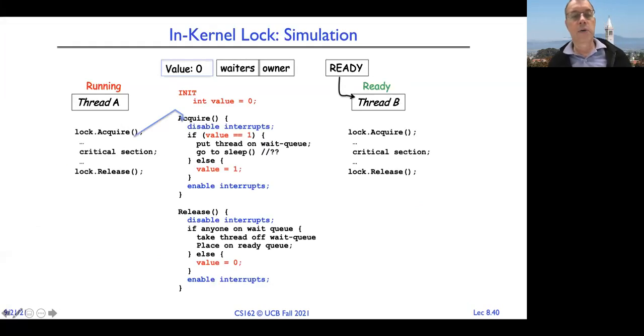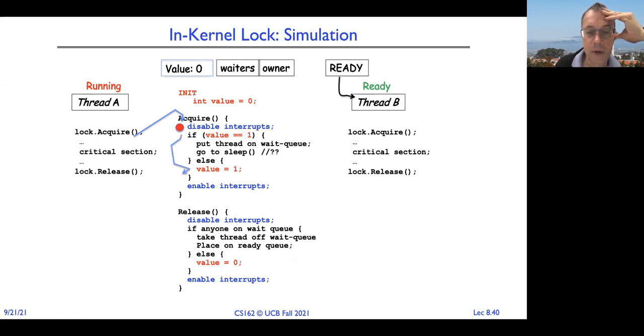So here is lock acquire. We have a release. This is the code. And we have two threads executing the code, thread A and thread B. Each of them is doing lock acquire, going to the critical section, lock release. And let's say thread A acquires it. It disables the interrupt.